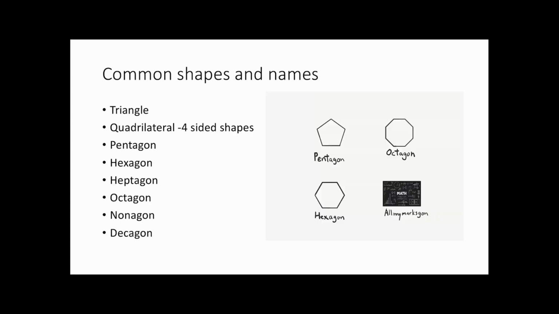Now that we have introduced 2D shapes, let's talk about some common shapes and their names. One of the shapes that you are most likely to encounter is the triangle. A triangle has 3 sides and 3 angles, while a quadrilateral has 4 sides and 4 angles. A pentagon has 5 sides and 5 angles, etc. These 2D shapes can also be known as polygons.